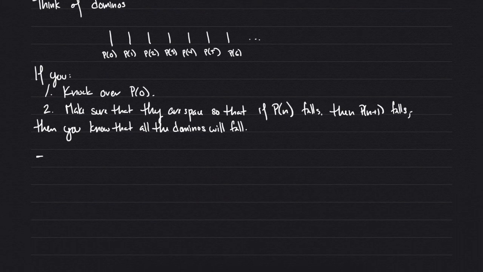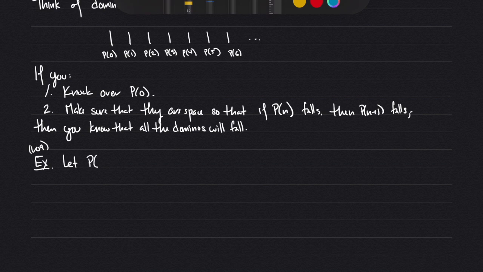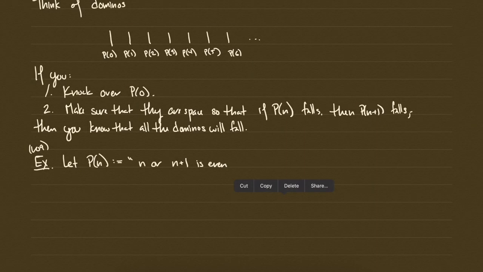So let's do some examples. These are all pertaining to LO9, so you can expect similar ones on the quizzes. Let's consider the predicate. Maybe I can put this somewhere. Okay, so let's consider the predicate P of n to be: n or n plus 1 is even.